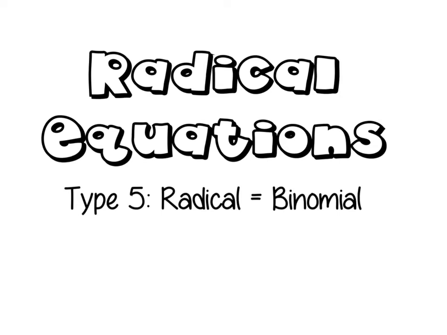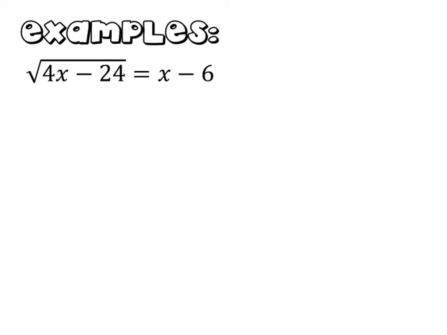The next type of radical equation we want to take a look at are the ones where we have a radical equals a binomial. So if we take a look at this example, I have the radical by itself. That's always my first goal, so that I can undo it by squaring it. But if I square the left-hand side, I also need to square the right-hand side.